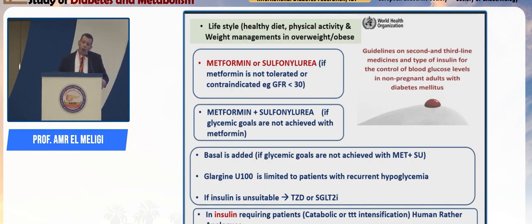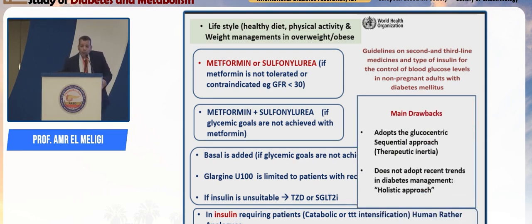This is a WHO management plan put by WHO to manage diabetes in countries with limited resources. Start with lifestyle as the first step, and either metformin or sulfonylurea, then a combination of both together. Then basal insulin if blood glucose is not controlled, and glargine, which is an analog, is limited to patients with recurrent hypoglycemia. If insulin is unavailable, TZDs or sodium glucose transport 2 inhibitors are available. In insulin requiring individuals, such as patients who are catabolic or need treatment intensification, human insulin rather than analogs is used.